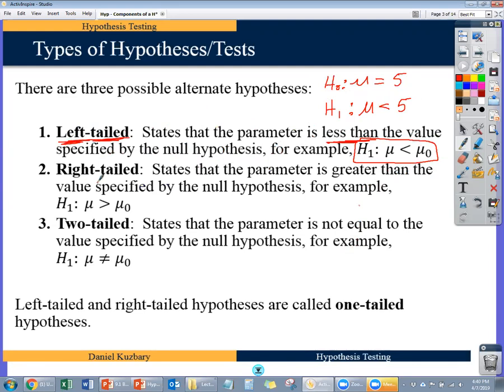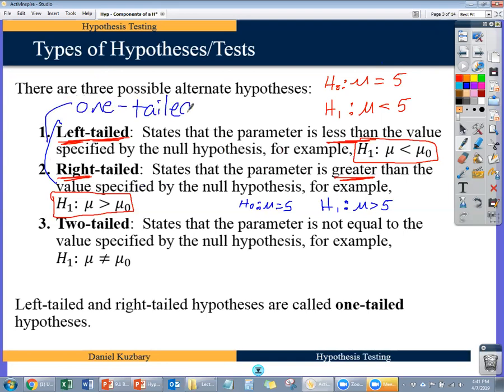In the same vein, there's a right-tailed test. The right-tailed test states that the parameter is greater than the value specified. So in a right-tailed test, if our null hypothesis is mu is equal to 5, our alternative hypothesis is going to be that mu is greater than 5. So the greater, the right tail, those go together. This is how you write your alternative hypothesis if you're doing a right-tailed test. Now, sometimes I'm going to refer to these as being one-tailed tests.